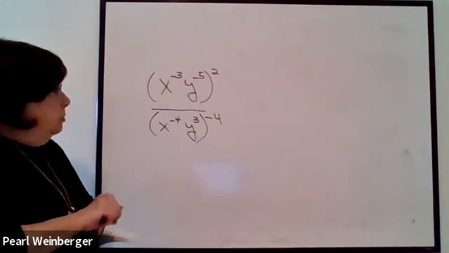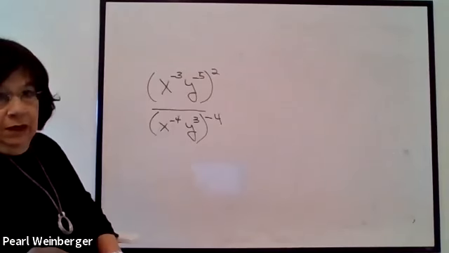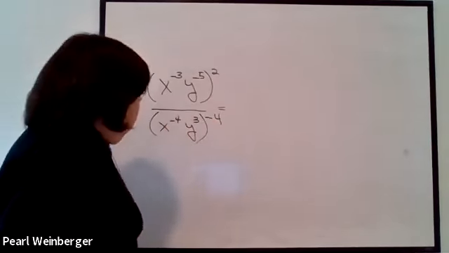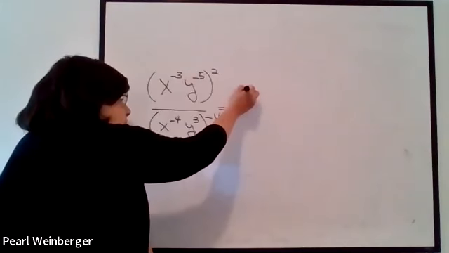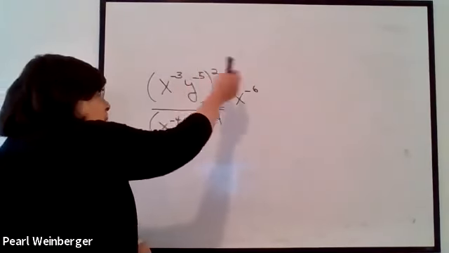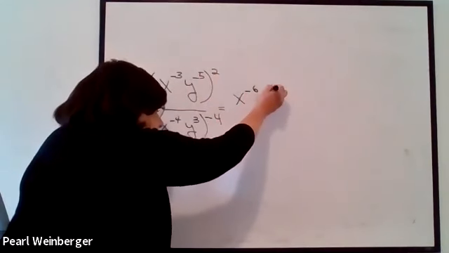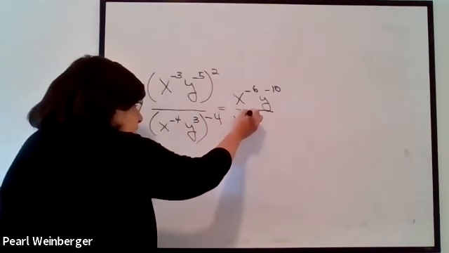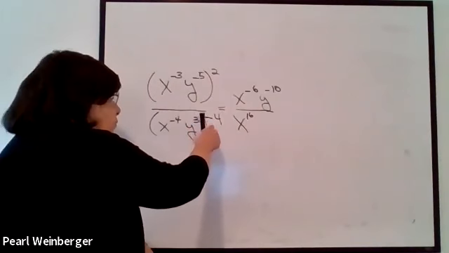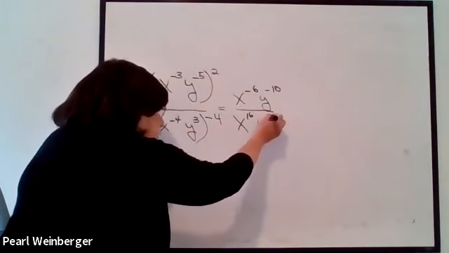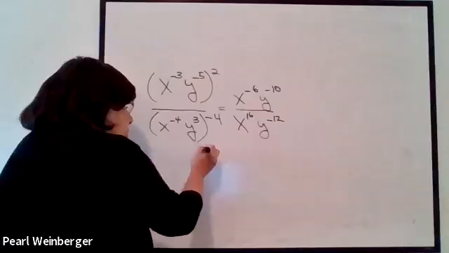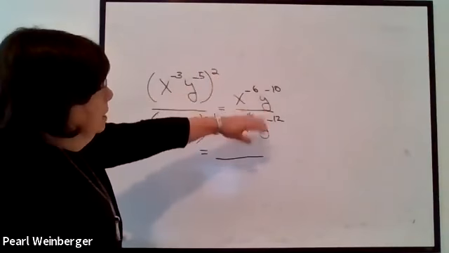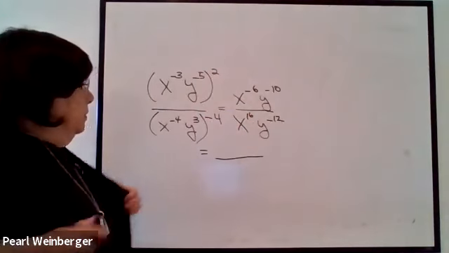Okay. So again, we're going to distribute those exponents on the outside. So for the top, I'm going to get x to the -6, I'm just multiplying, and y to the -10. And on the bottom, I'm going to get x to the +16, because I have a -4 and a -4, and a y to the -12. So now I have everything out in the open, no parentheses.